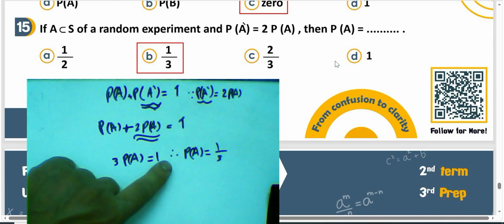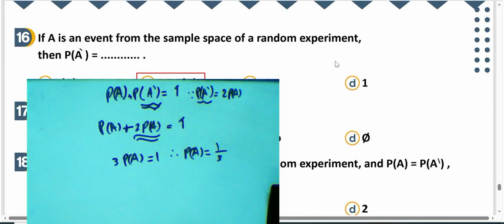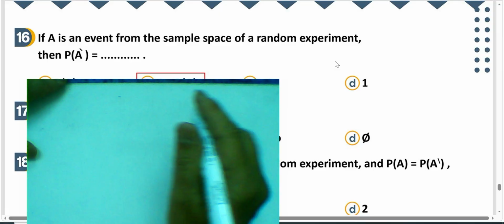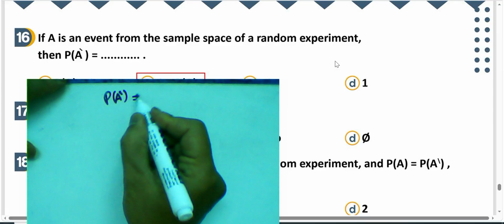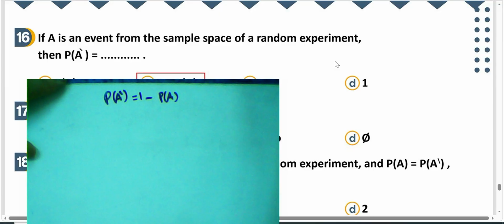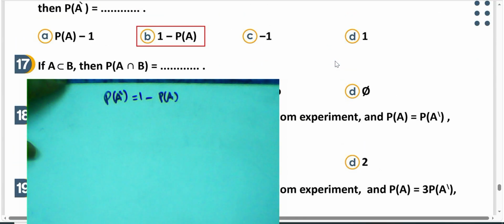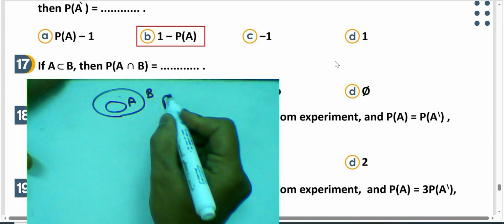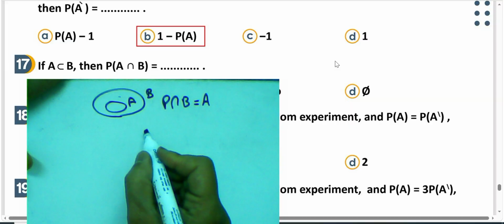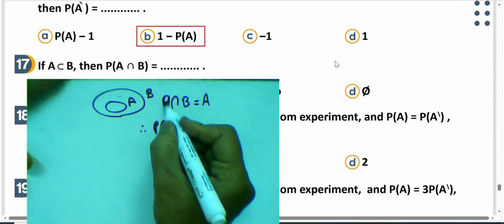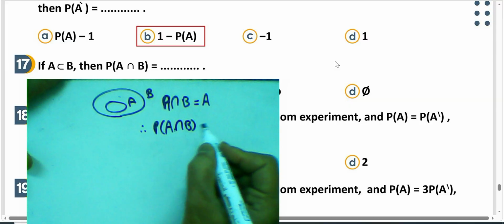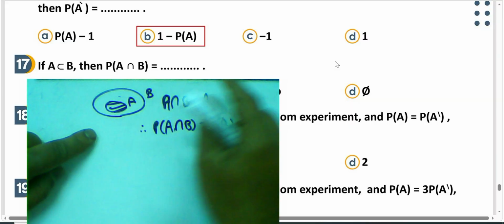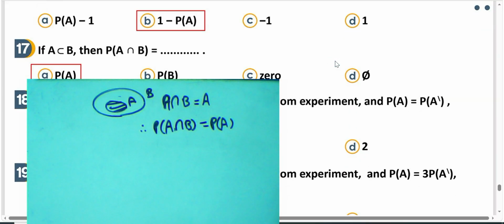Understood? Tips here. Okay, next question: if A is an event from the sample space of a random experiment, the probability of A complement equals 1 subtract the probability of A. Next question: if A is a subset of B, meaning A lies in B, then the intersection between A and B will be A. So the probability of A intersection B equals the probability of A. The intersection will be A because A lies in B, A is inside B. The answer will be letter A.